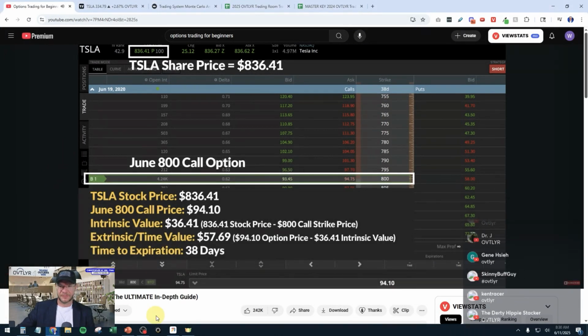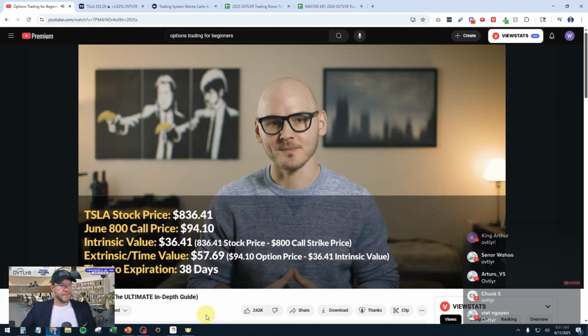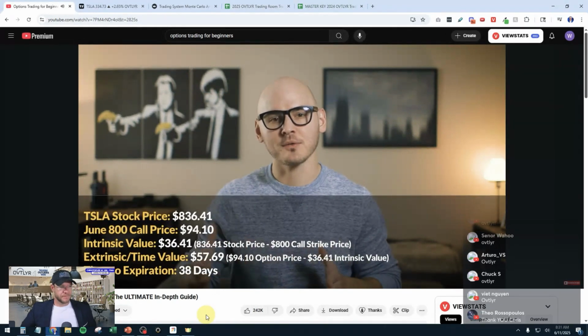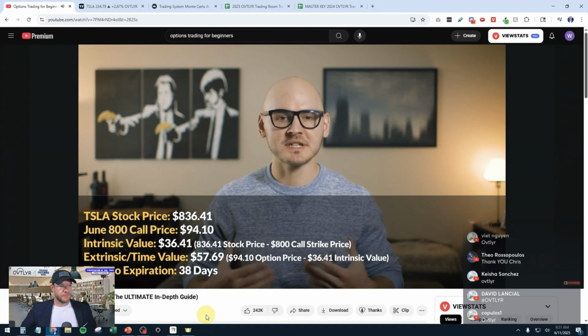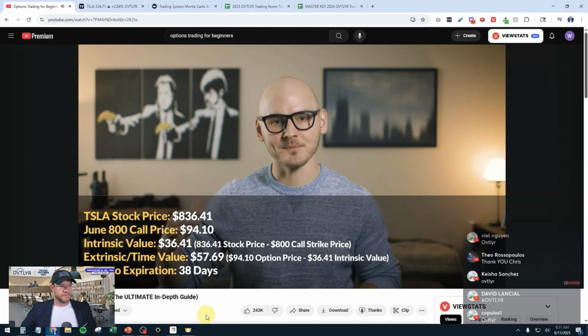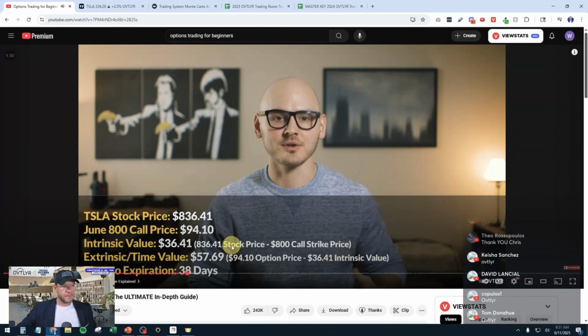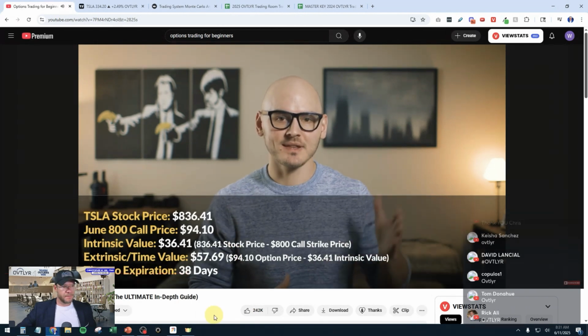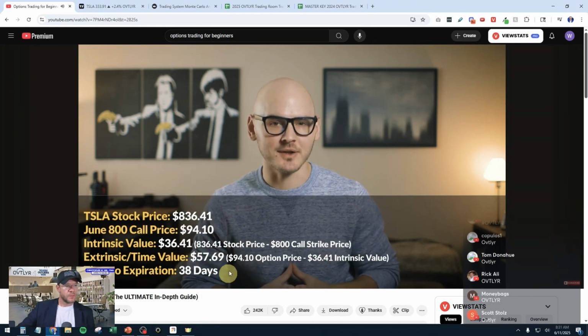$7.69 in the options price is extrinsic or time value. Now let's think about this. Tesla shares are incredibly volatile, and with an option that has over 30 days to expiration, there's a lot of time left for Tesla shares to move around a lot. Particularly in the case of this call option, if Tesla were to go to $900, this 800 call option would now have $100 of intrinsic value.